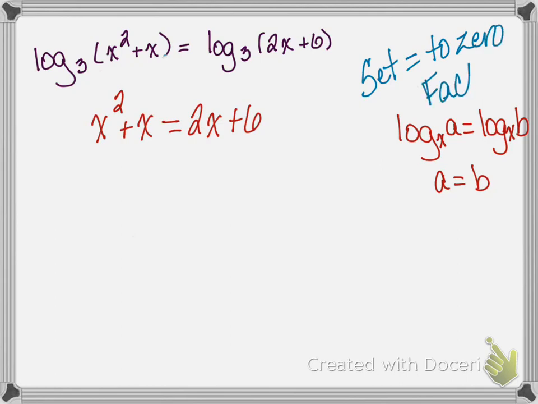If you take out the logs, do you take out the bases as well? Yes, you take out the base as well because they're the same. If they're different, you can't use this property. You would have to find another way to solve if the base is different. You won't see that. Okay? You're setting equal to 0 and solving.